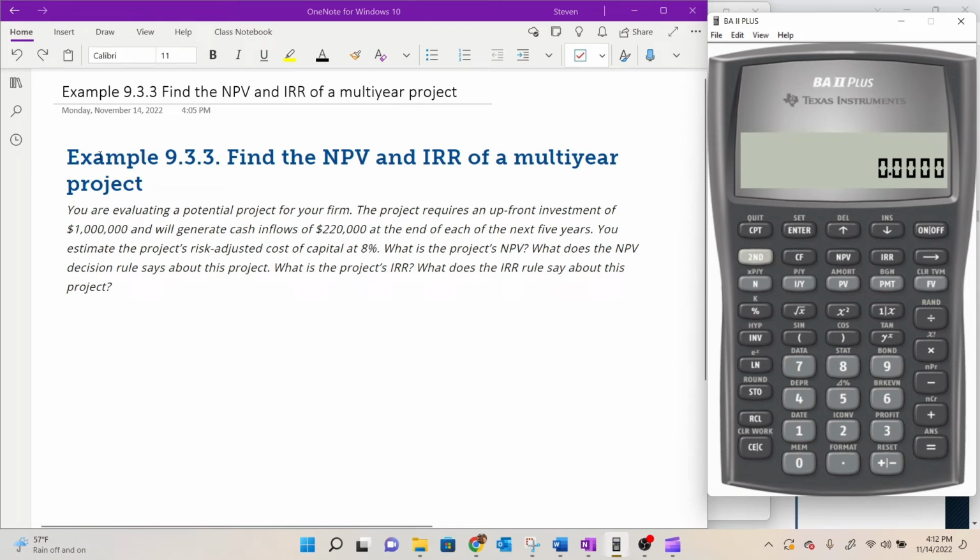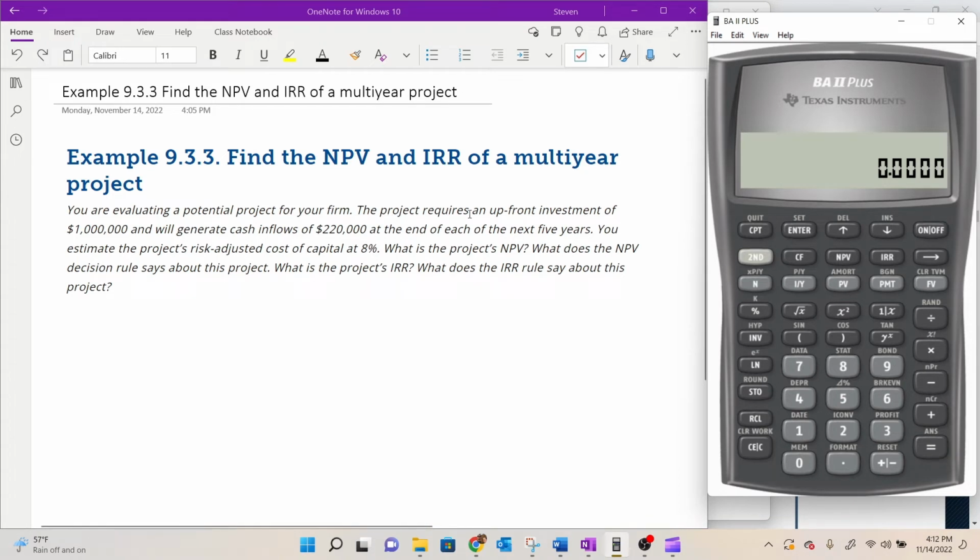Example 9.3.3, finding the net present value, or NPV, and IRR, or internal rate of return, of a multi-year project. All right, the setup for this one says, you are evaluating a potential project for your firm.